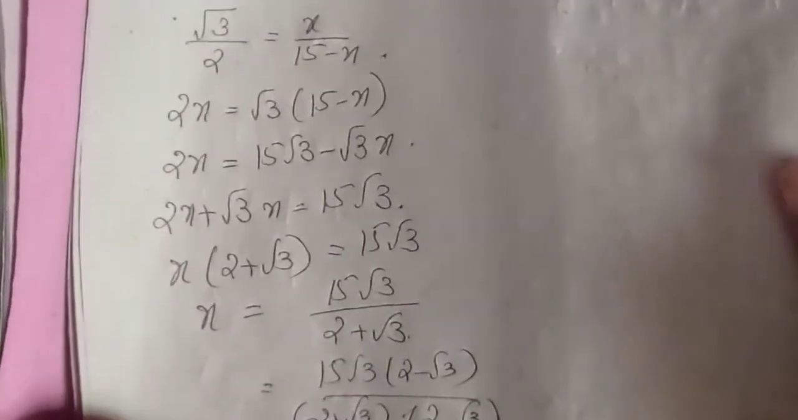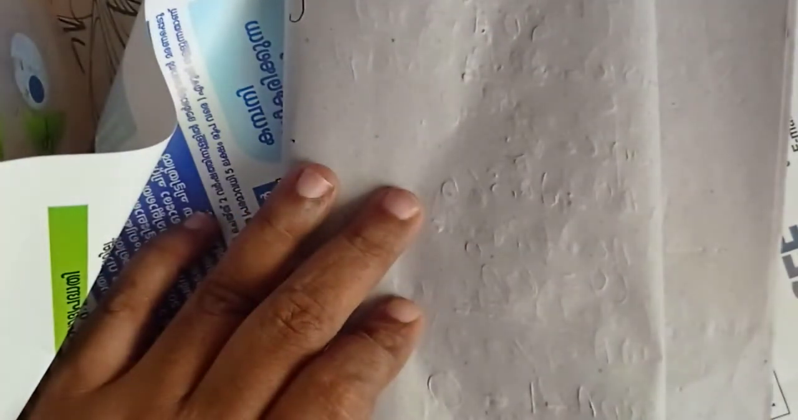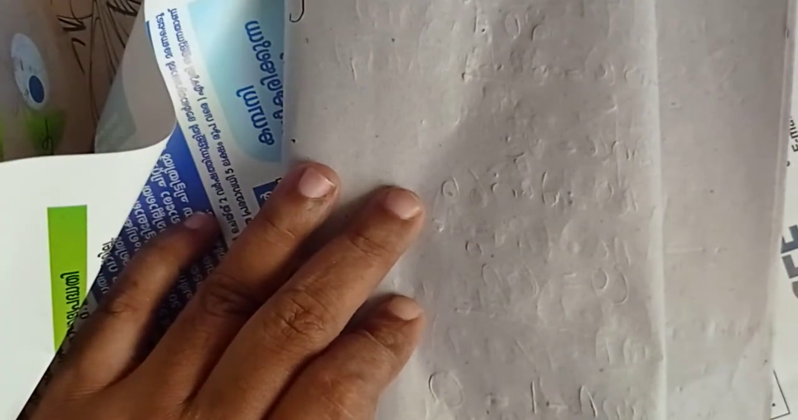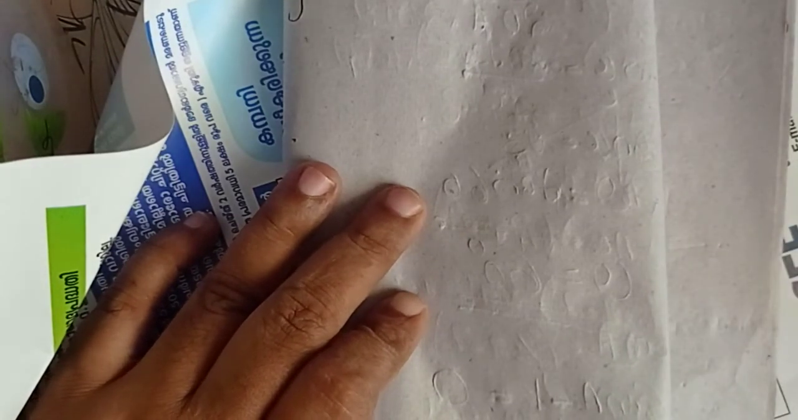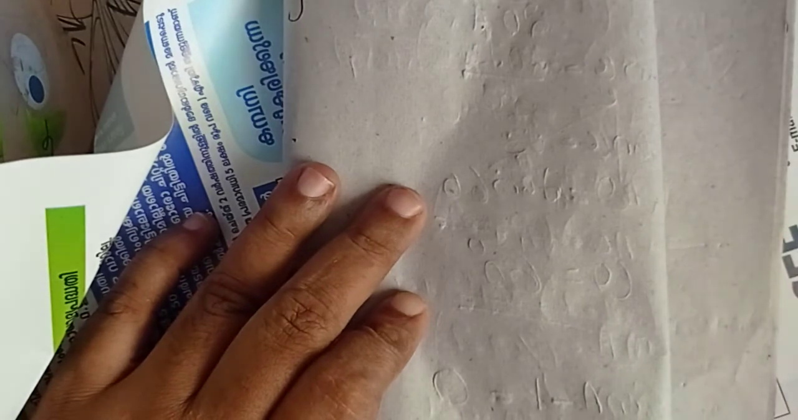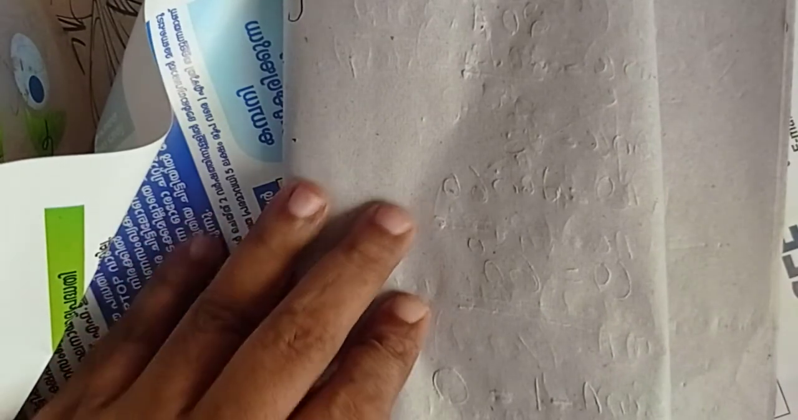Okay. This is about angle of elevation. Angle of elevation means the object is always above the ground. Understand? Now, next one is problems relating to angle of depression. Angle of depression. Okay, write the question.